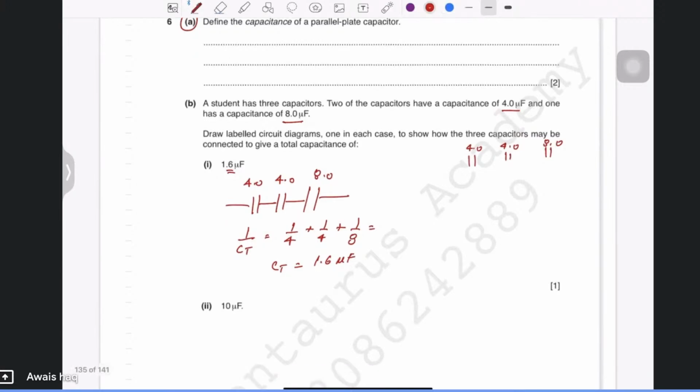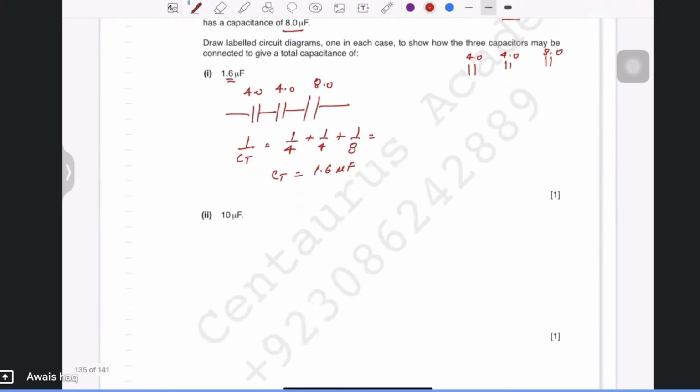But then the next question says you have to put them in such a way that it gives you 10. Okay. So how does it give me 10? So if I have 4 and 4 and I have 8. So I know if I put 8 like this, so 8 will be added to 2.